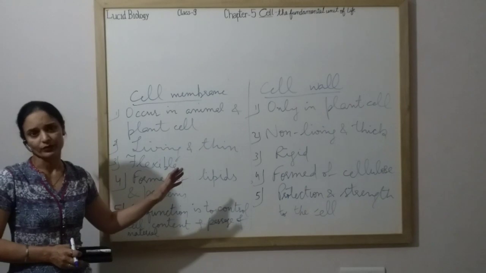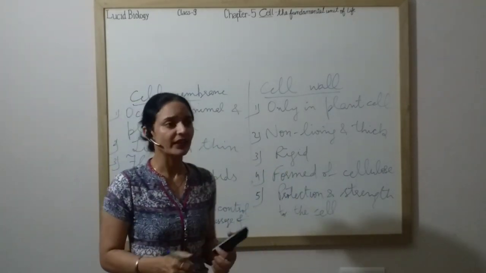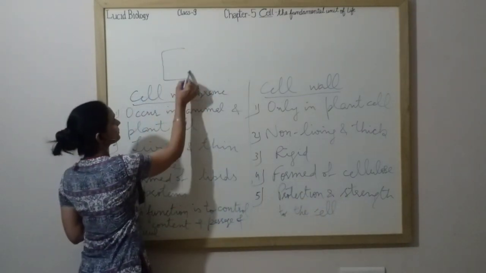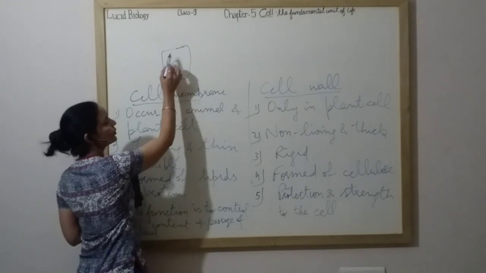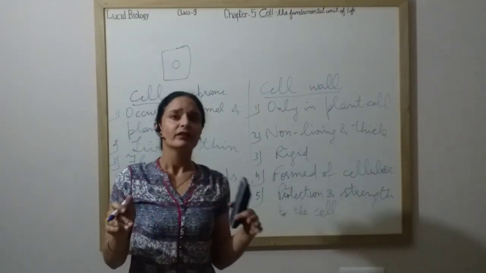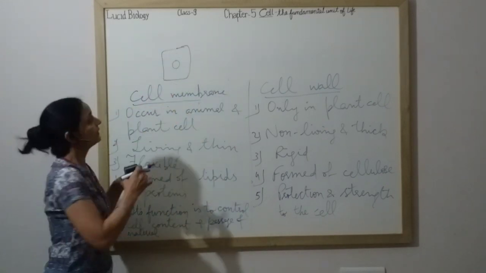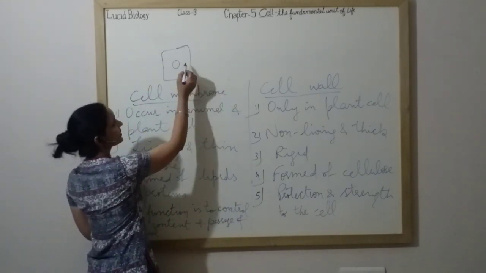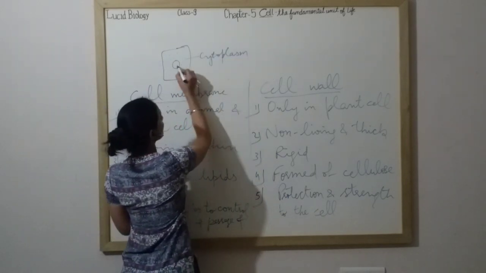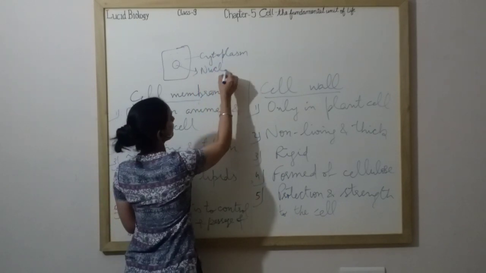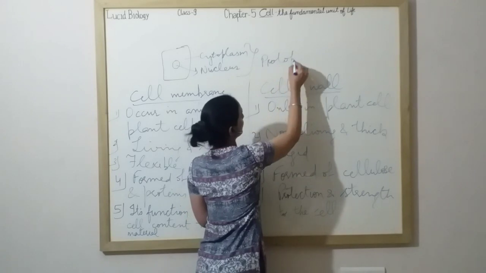How do they both differ? Now we are going to start the next topic, that is cytoplasm. As I told you, cytoplasm is the jelly-like substance which is present around the nucleus. The entire living matter in the cell which is enclosed by the cell membrane is called protoplasm. Actually, protoplasm is cytoplasm plus the nucleus.